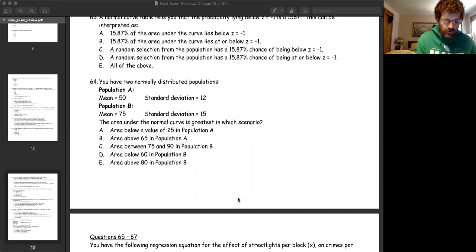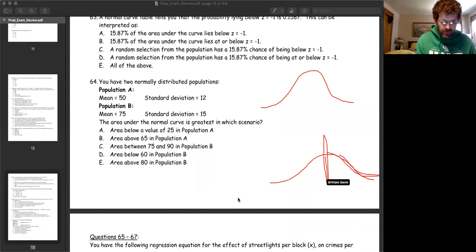So what we've got are 2 different normal curves going on. This is A and B. So this one's a little wider because of the standard deviation. So this is 75. This is 50. And anyways, we can go through and we can figure out the area for all of these. You can see it's going to be somewhat time consuming.